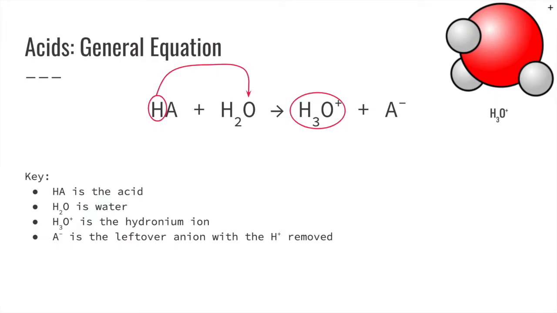Recall this general equation for the reaction that occurs when an acid is dissolved in water. HA reacts with H2O to produce H3O+ and A-. Where HA is the acid, notice the H at the front of the formula. H2O is the water, H3O+ is the hydronium ion, and A- is the leftover -1 anion that remains after a proton is removed.